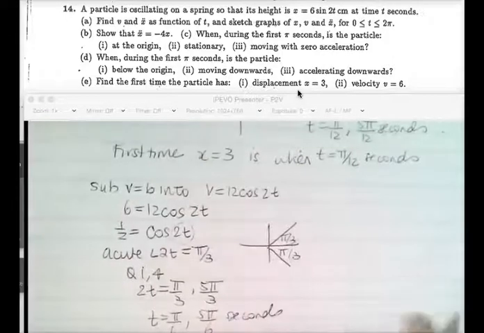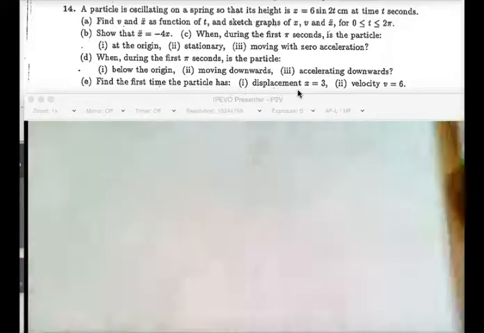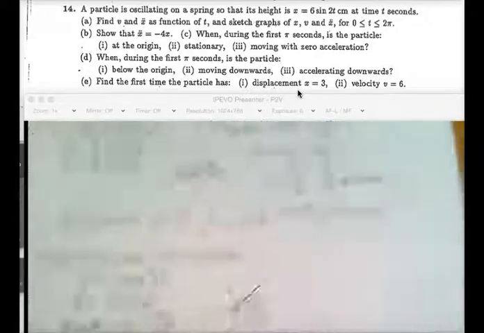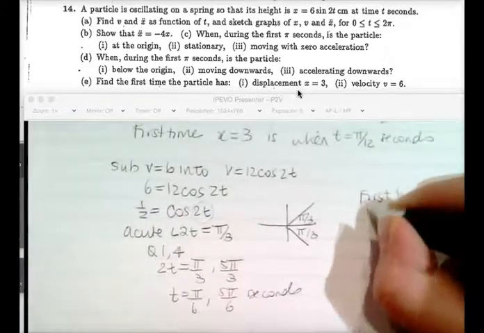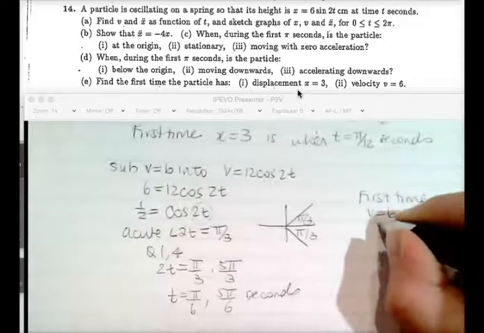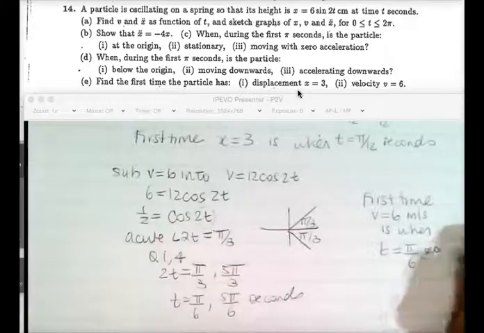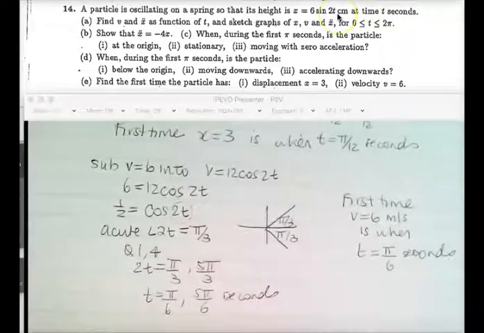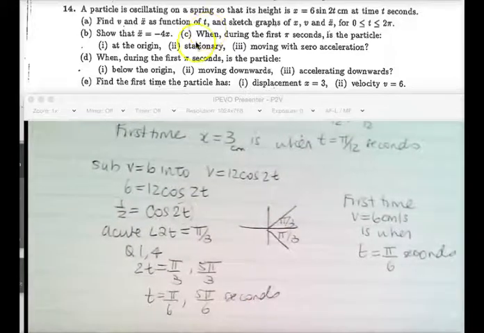Now, going back and looking at the graph, it needs to be before pi on 4 seconds, which it is. So here's pi on 4 seconds. It is before pi on 4 seconds. So therefore, the first time that velocity equals 6 meters per second is when time equals pi on 6 seconds. Now, okay, I believe it's actually centimeters per second, and that one was when x is 3 centimeters. And I believe that's the end of this exercise.